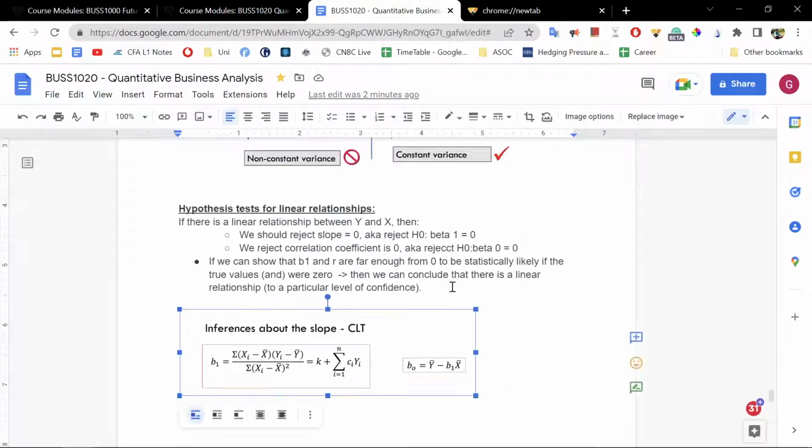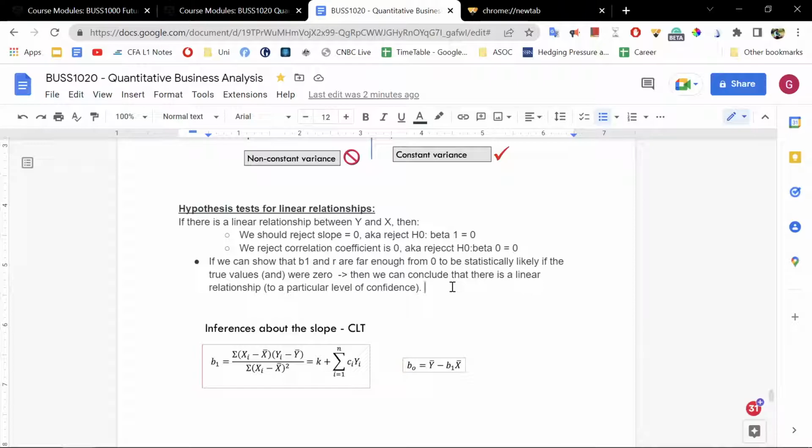Okay, so hypothesis test for linear relationships. Once again, we have hypothesis testing in linear relationships. If there is a linear relationship between x and y, then we reject the null hypothesis. Whereas if there isn't, then we fail to reject it. All right.